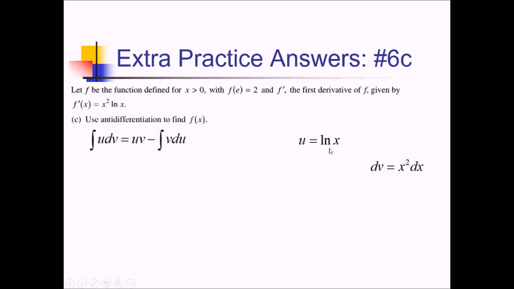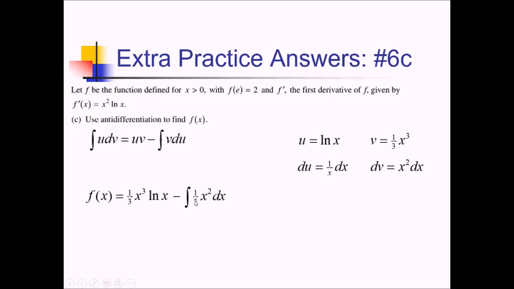So now let me do derivative of u, which is 1 over x dx, and antiderivative of dv, that's going to give me 1/3 x to the third power. So multiplying this out to get uv, we've got 1/3 x cubed ln of x minus, let's see, we have an x dividing into the x cubed. That's going to give us an x squared. So we've got minus the integral of 1/3 x squared dx.